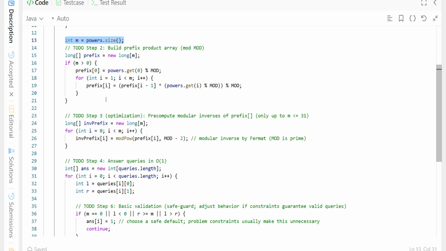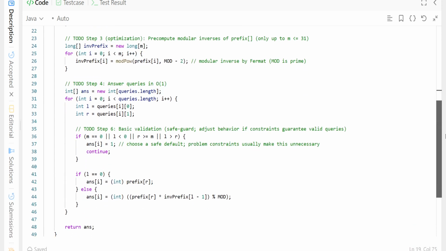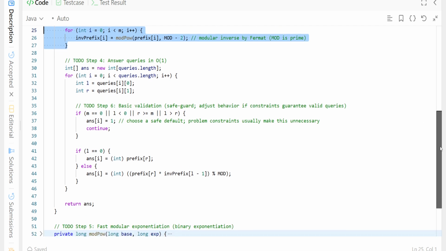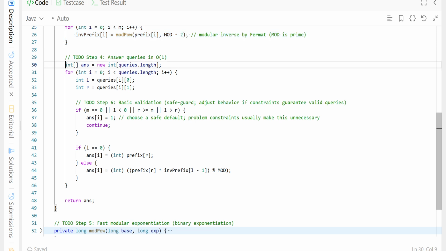Then we'll find the prefix product, not prefix sum, and you can take the mod as I told you. Then we'll take the inverse mod. So you will find the inverse prefix here, and we'll pre-compute the modular inverse of the prefix. Then we'll apply the queries and find the answer.